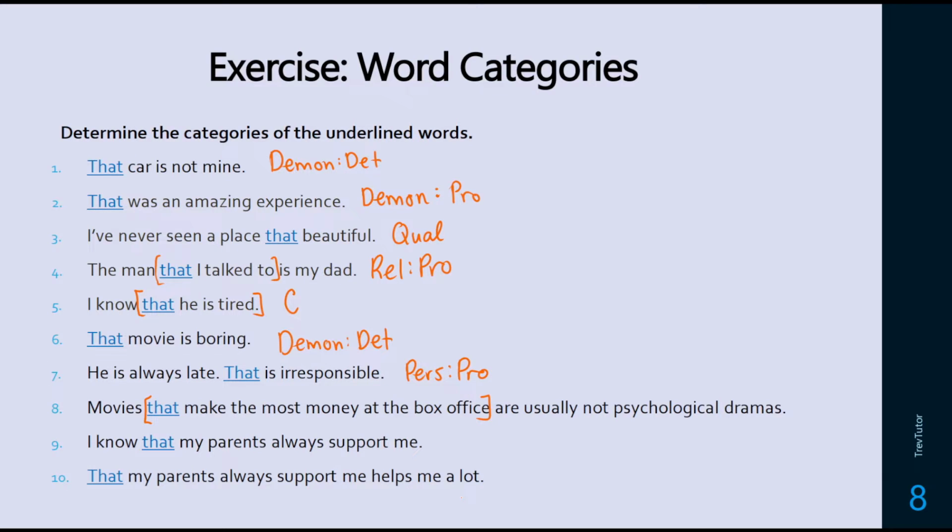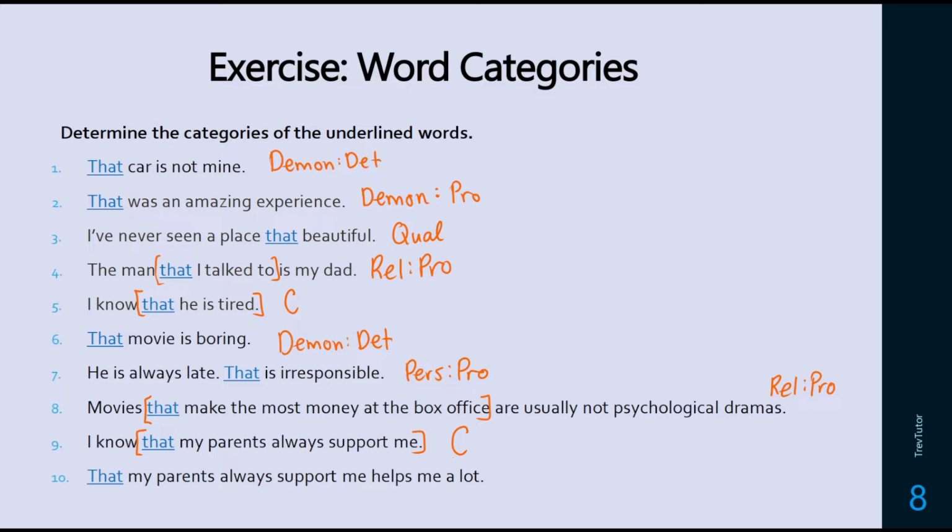Okay, movies that make money at the box office are usually not psychological dramas. So this is a relative clause. So we're looking at a relative pronoun in number 8. I know that my parents always support me. So that my parents always support me. We see a sentence, my parents always support me. So that is a complementizer introducing my parents always support me.